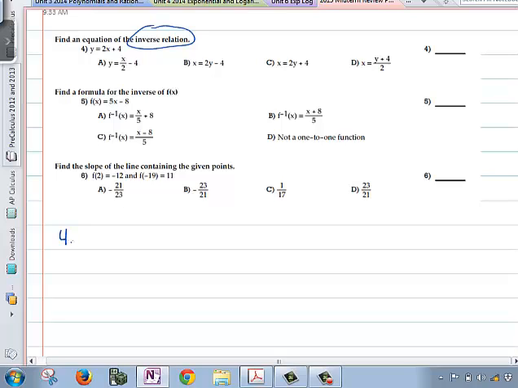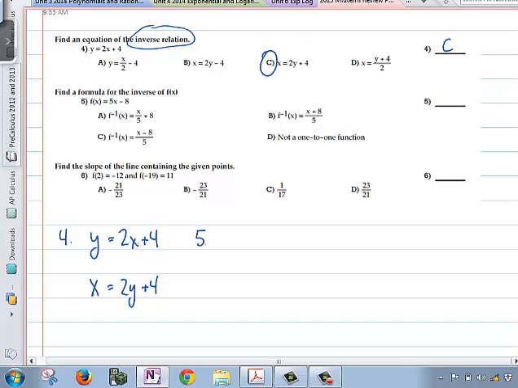So for number 4, all you have to do to find the inverse relation, if they tell you y equals 2x plus 4, remember the most fundamental thing about an inverse is that x and y pairs switch. So in this case, you would just have to write down x equals 2y plus 4. And that would be choice C, and that would be the inverse relation.